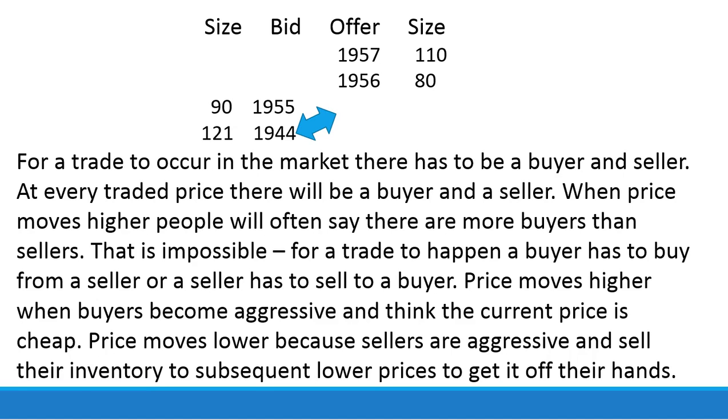For every trade to occur in the market, there has to be a buyer and a seller. At every traded price, there will be a buyer and a seller. When the price moves higher, people often say there are more buyers than sellers. That's impossible. For a trade to happen, a buyer has to buy from a seller, or a seller has to sell to a buyer. Price moves higher when buyers become aggressive and think the current price is cheap. Price moves lower because sellers are aggressive and sell their inventory at subsequent lower prices to get it off their hands, get it off their books.